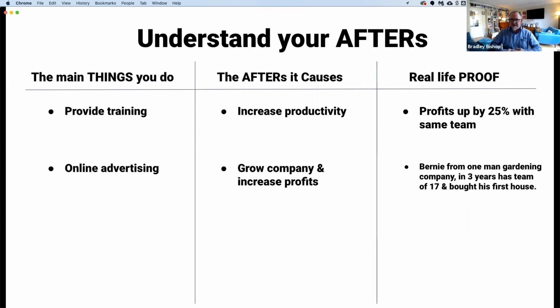So the after for us providing the website and the marketing is not a better website. The after is bigger profits because you'll sell more. So understanding the thing that you do, the after that it causes, but actually then the real life proof of how that has affected some of your customers, that will be the lines that you use within the text on your landing page.